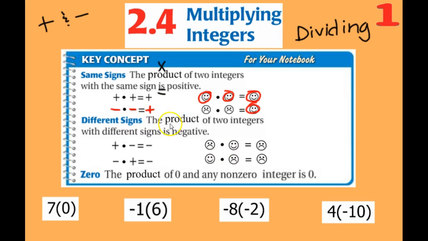If we have different signs, the product of two numbers, negative and positive, they don't get along, like grumpy and happy. So they don't get along, they're going to be sad. So your answer would be negative. And same thing if you have a negative first and then a positive. Doesn't matter the order. They will still not get along. And then last it says the product of 0 and any non-zero integer, so any number, is 0.